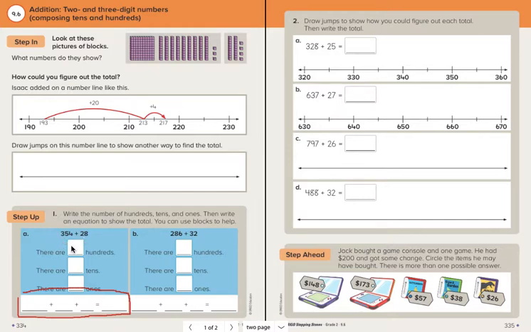I only see one number in the hundred spots, and it's a 3. Okay? Let's see how many tens. We have 5 tens over here, plus 2 tens. How many tens is that total? 5 and 2. 7 tens. And now we have our ones. How many ones over here? 8 and 4 over here. What is that total for ones?